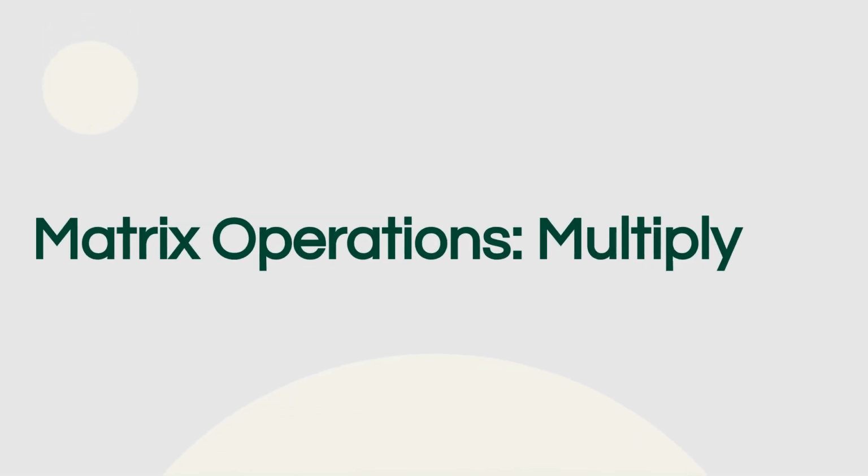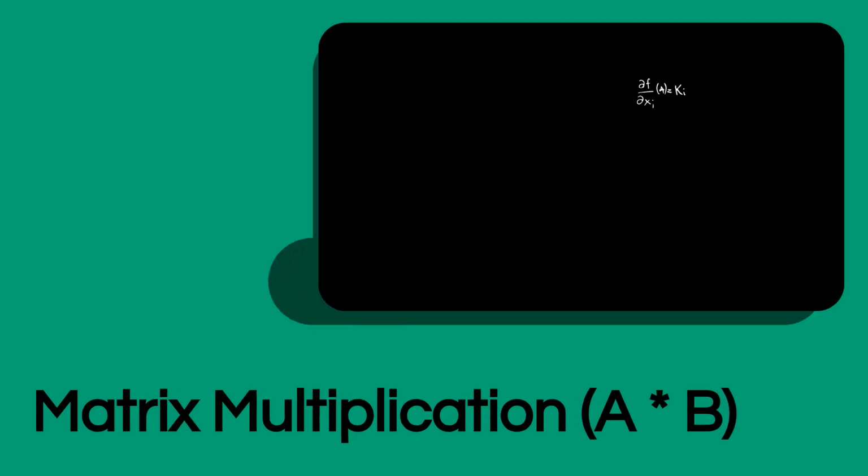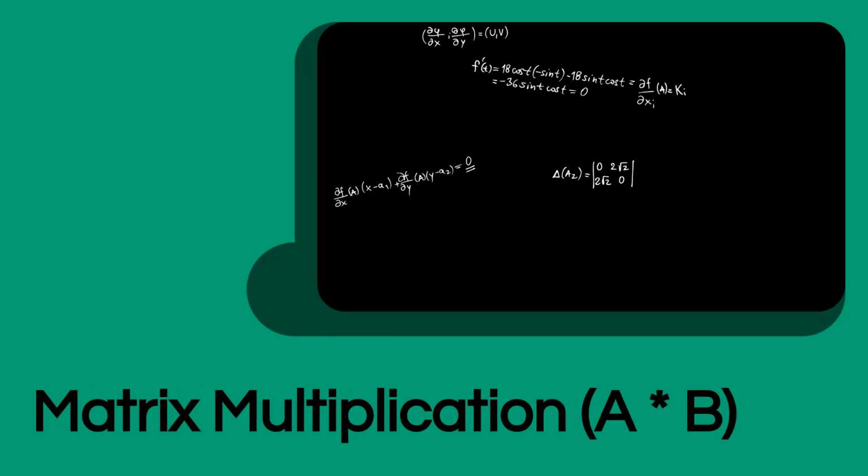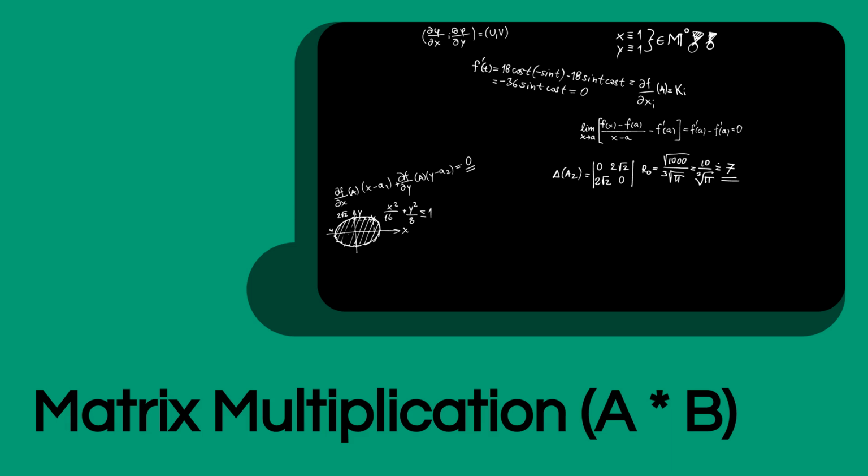Next, let's look at matrix multiplication, which is a powerful tool in linear algebra. To multiply A by B, use the asterisk, A times B. The inner dimensions must match for this operation.